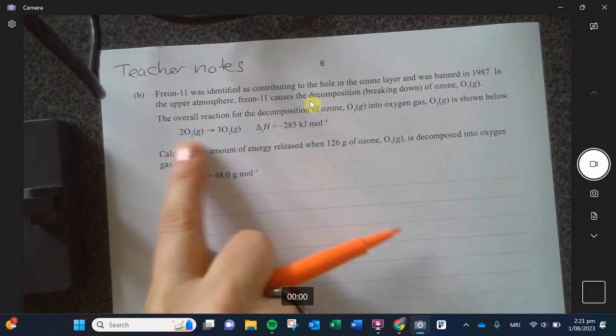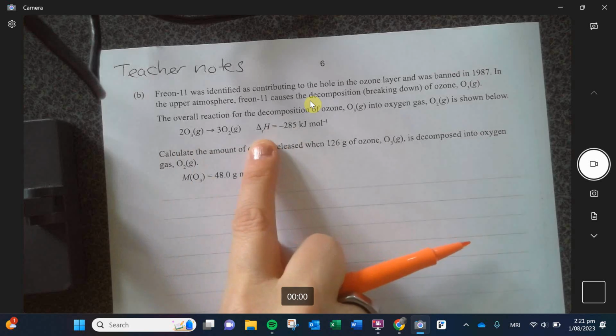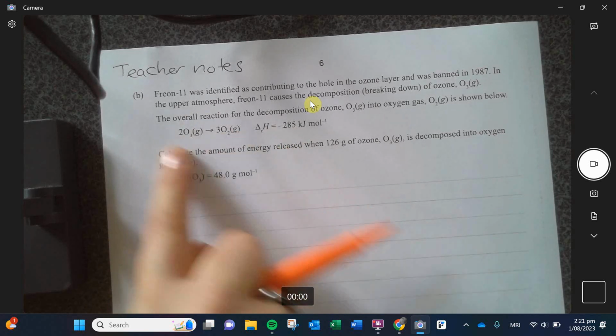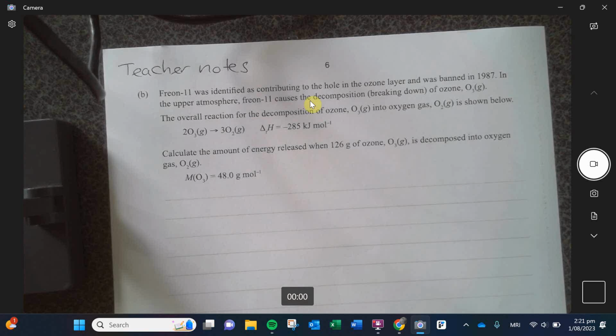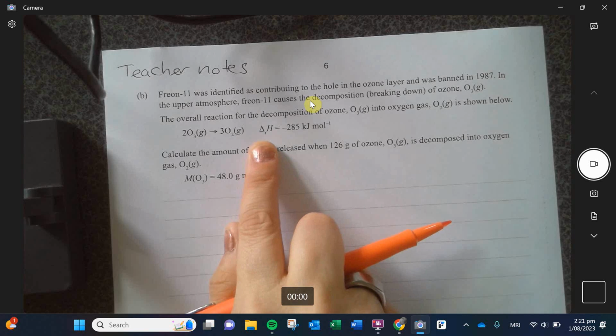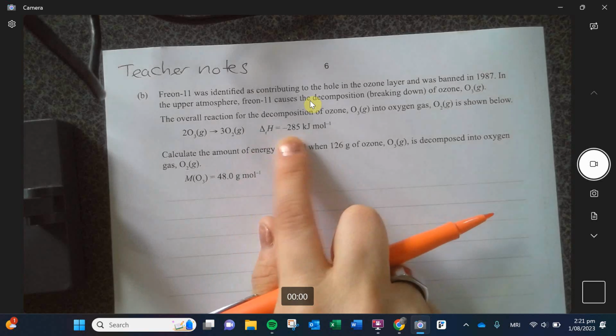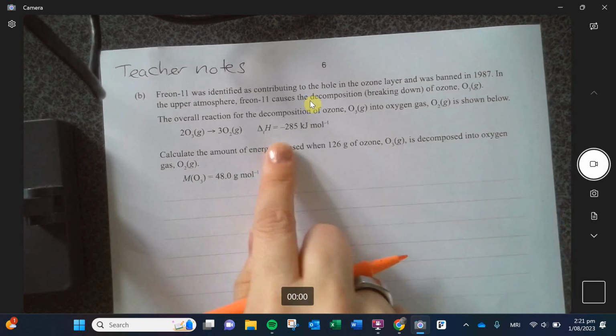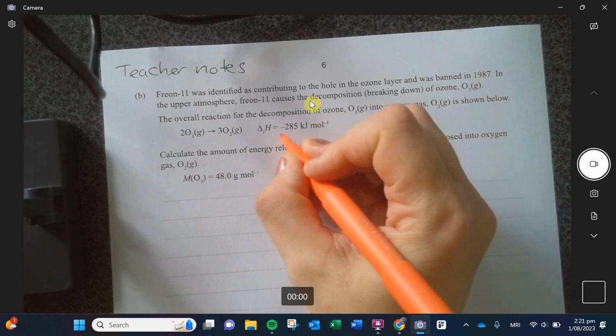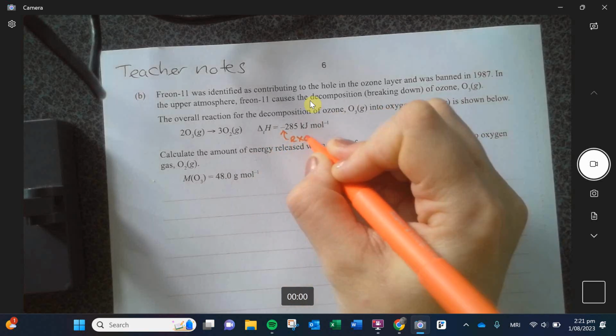So we have this reaction here, and we also have this equation over here. This equation is already balanced, so you don't have to worry about doing any balancing of equations. That's already provided for you. And they've given you the delta H, which is their enthalpy, and they've given you a value here. Again, I can see when I look at it, that's a negative number, so that's exothermic.